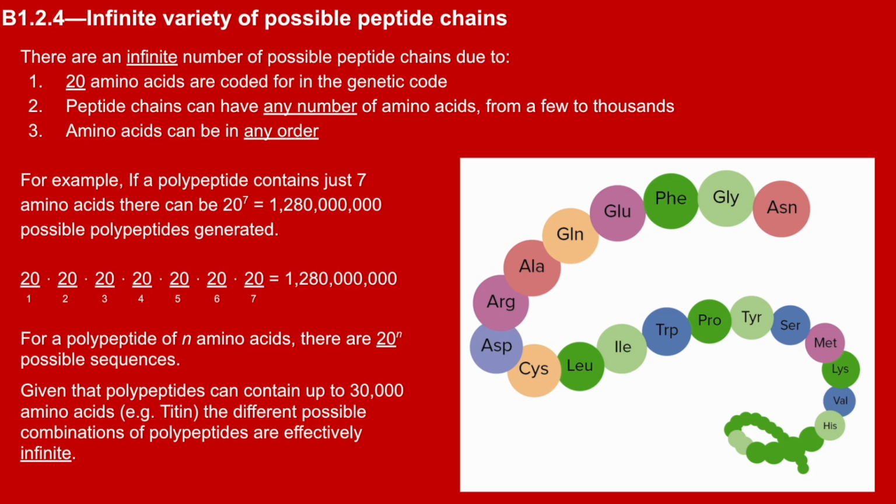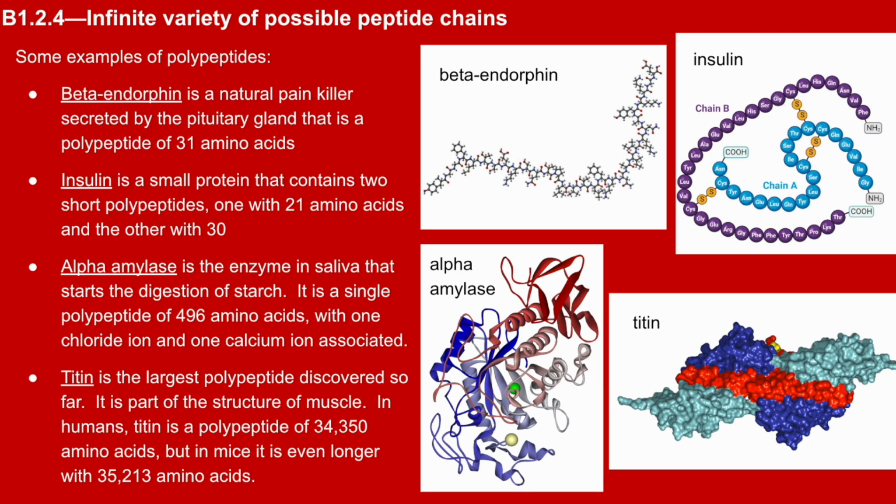So we have an infinite variety of possible peptide chains because there are 20 different amino acids, but they can be in any order and the polypeptide can be any length. And so you literally have an infinite number of proteins that can be generated. Here are some examples. Beta endorphin is a natural painkiller secreted by the pituitary gland. It's made up of 31 amino acids. Insulin is a small protein that has 2 polypeptides. They're joined by 3 disulfide bridges.